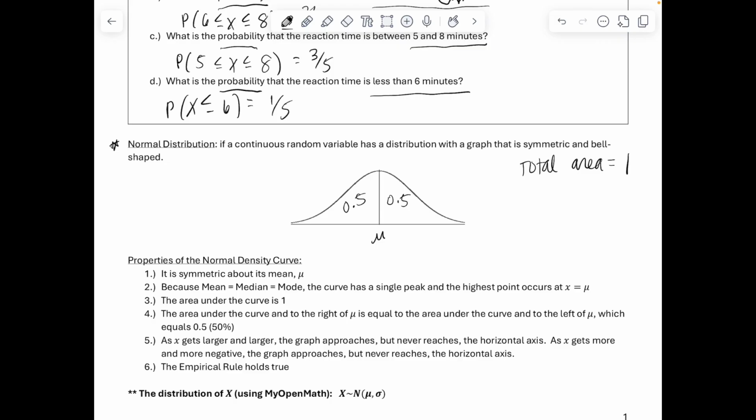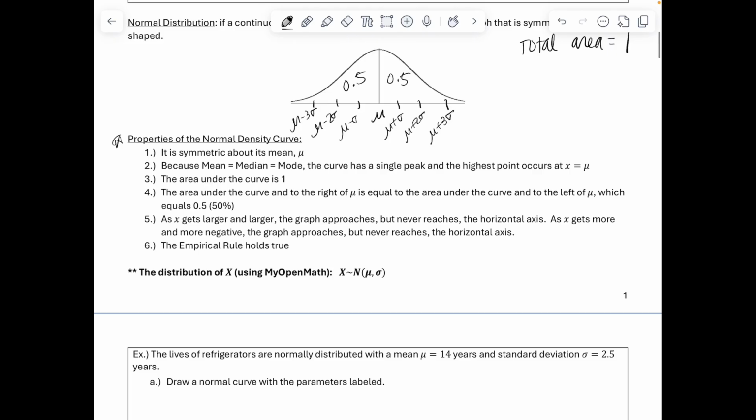A key idea that we've already seen for the past few chapters is we can go out 3 standard deviations each way, and that includes 99.7% of our data. So we can go mu minus 3 sigma, mu minus 2 sigma, mu minus 1 sigma, likewise mu plus sigma, mu plus 2 sigma, and mu plus 3 sigma. There are some properties right below this of our normal density curve. Number 1 says it is symmetric about the mean mu. That means that the left side of mu and the right side of mu are identical.